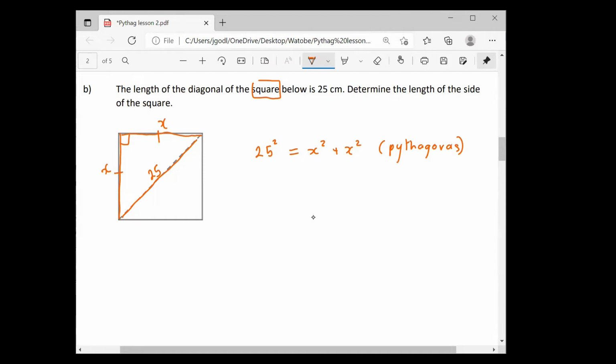Okay, so let's see if anyone got to that point over there. And then we can use our calculator a little bit. 25 squared is going to give us 625. And now these are both x squareds, which means they are like terms, which means I'm allowed to add them. So I've got 1x squared plus 1x squared, which gives me 2x squared. Okay. I'm going to let you try from here.